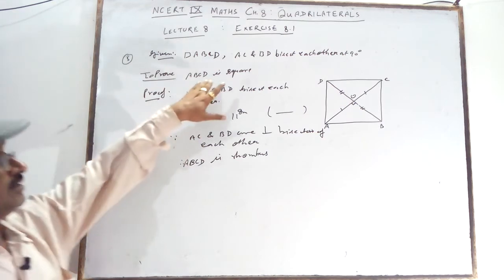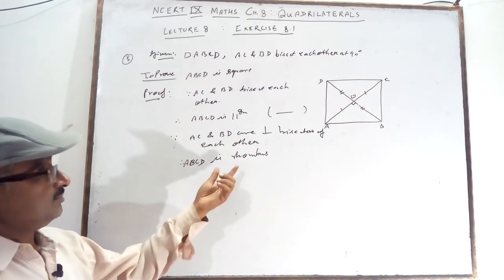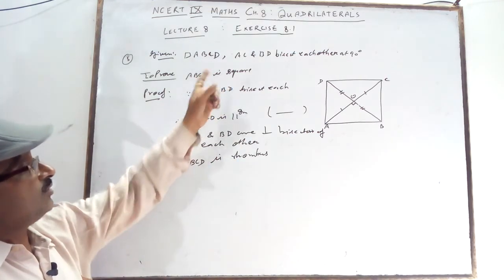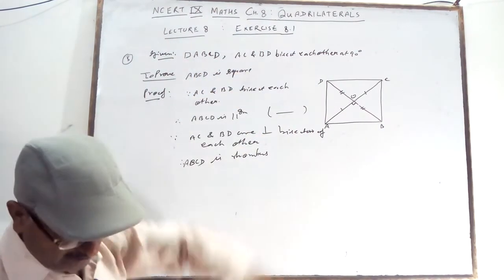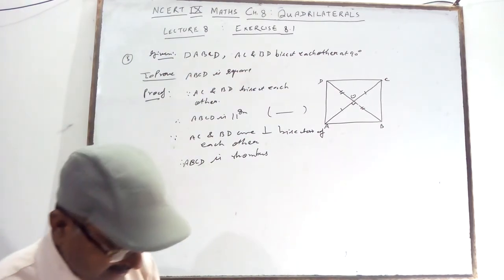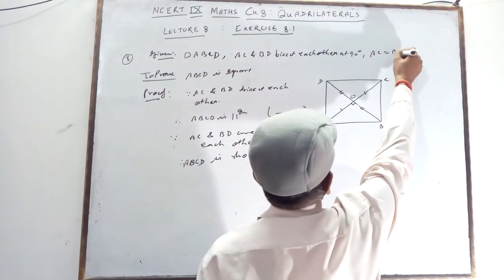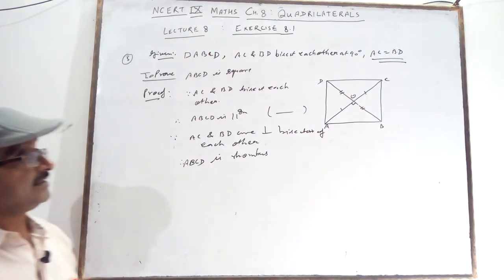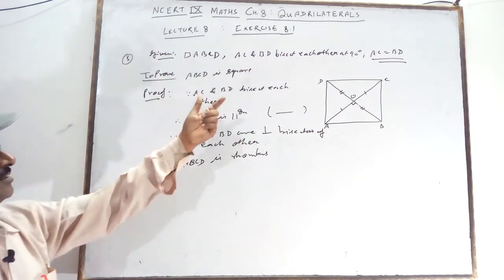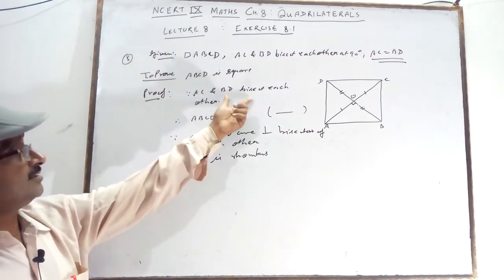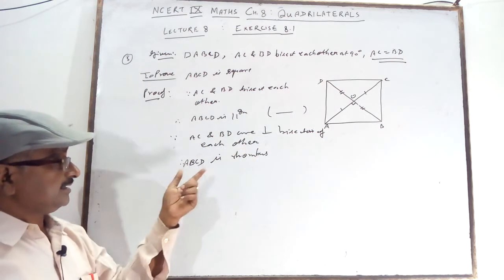Then what do you want to find out? From the rhombus you want to get that it is a square. In the question it is given that the diagonals are equal and bisect at 90 degree. One more thing is given here: AC is equal to BD. It is also given, that I have not written. AC and BD are bisecting at 90 degree and are equal. Because AC and BD bisect each other, it is a parallelogram. AC and BD at 90 degree, then it is a rhombus.